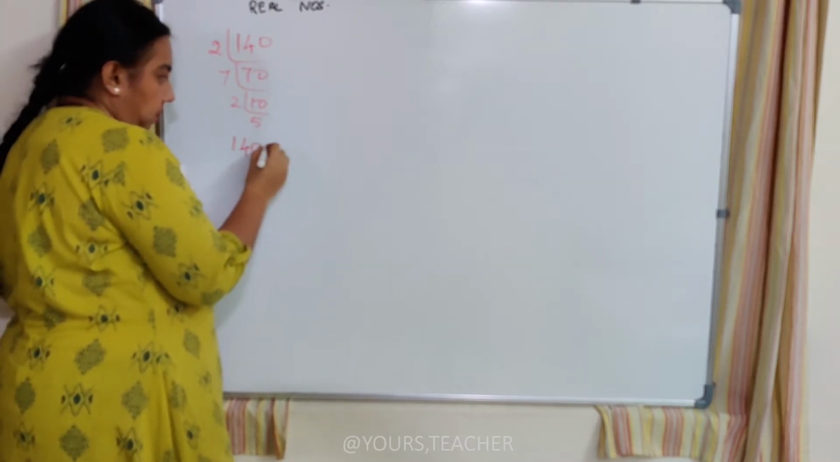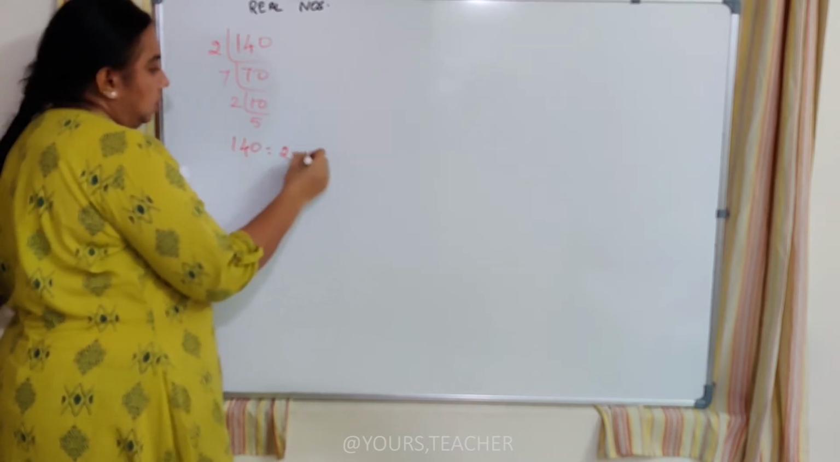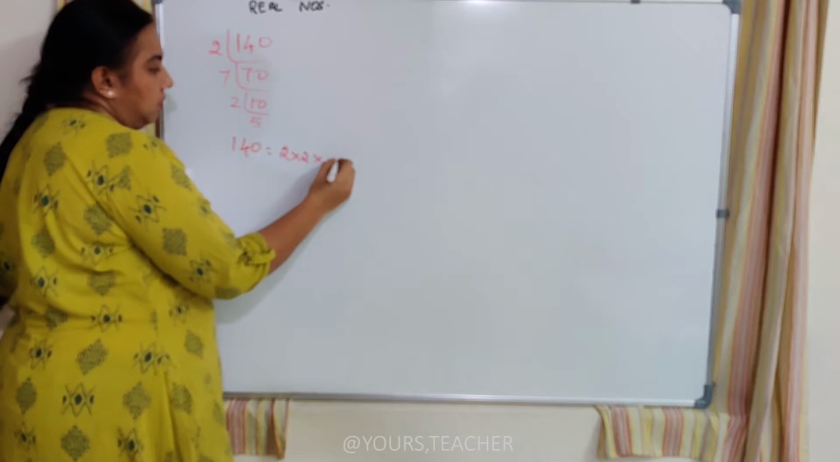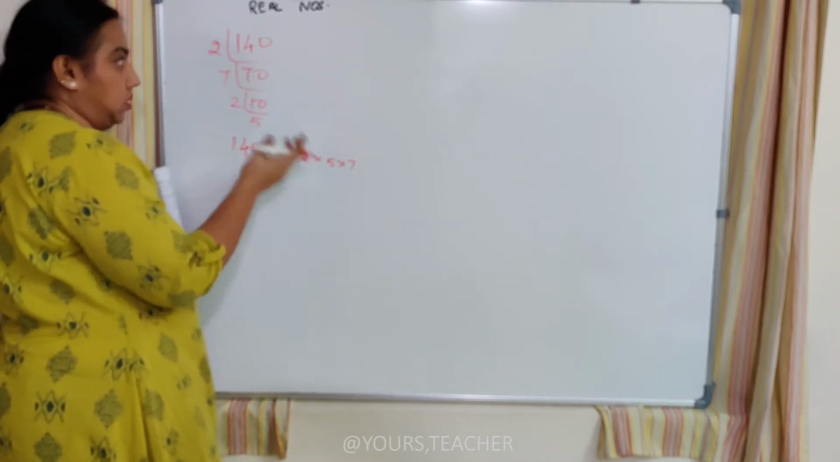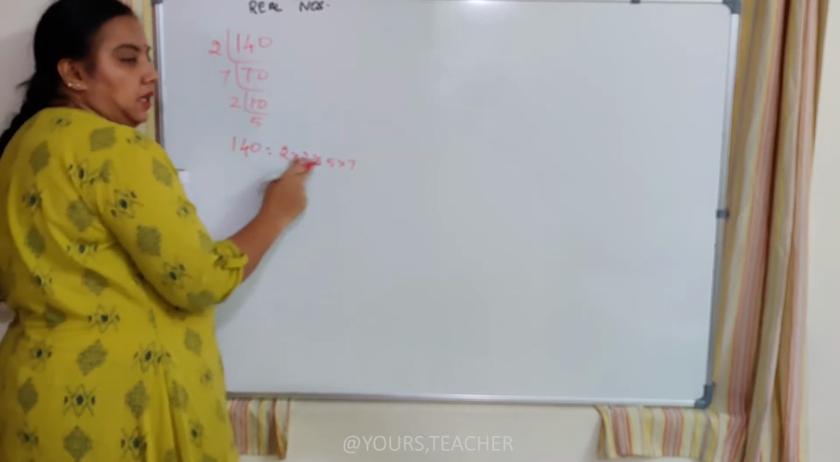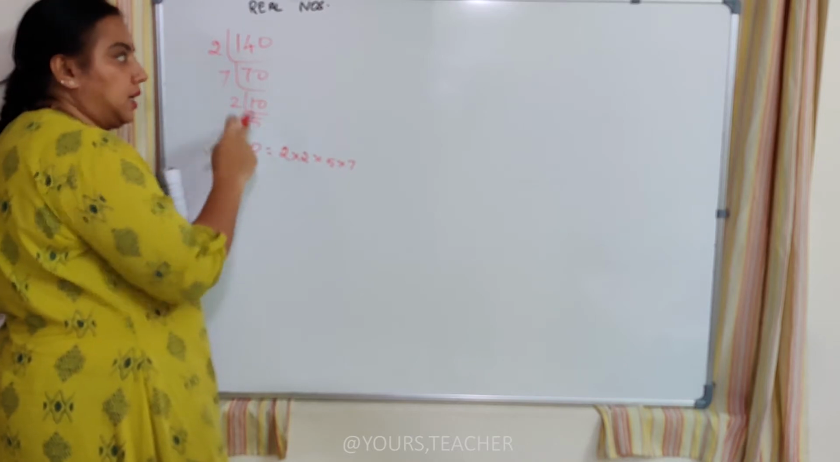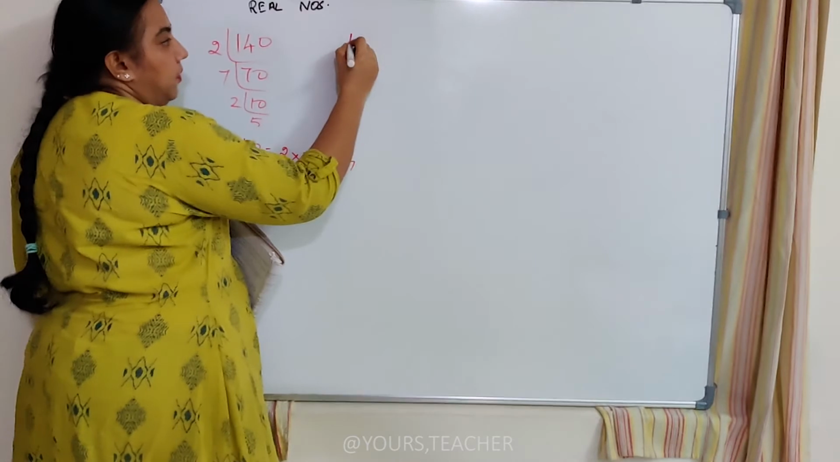So 140 can be written as 2 into 2 into 5 into 7. You can start with 2, 2, 5, 7 also. We can change the order also. Whatever way we interchange the numbers, the value won't change. That is the best part of it. Okay. Then going to the next sum.